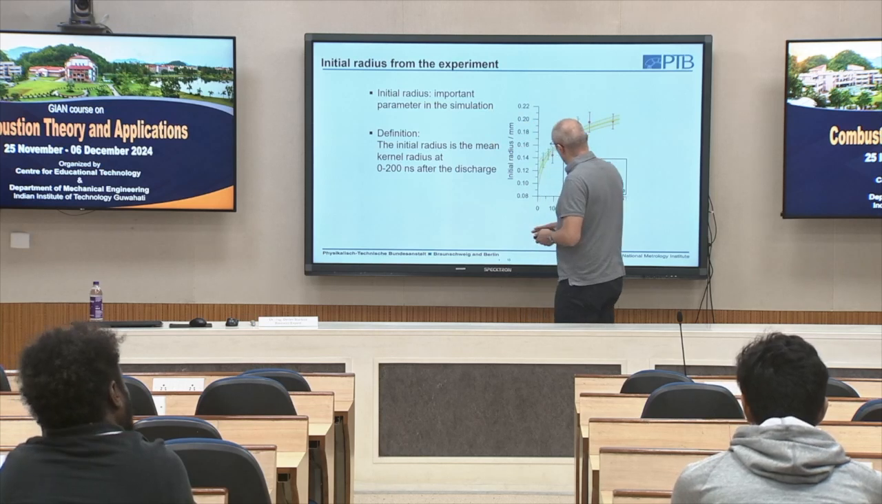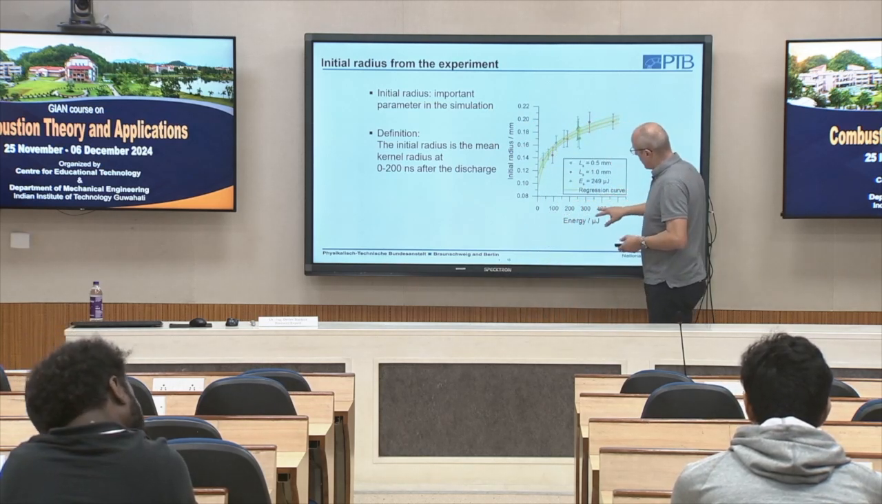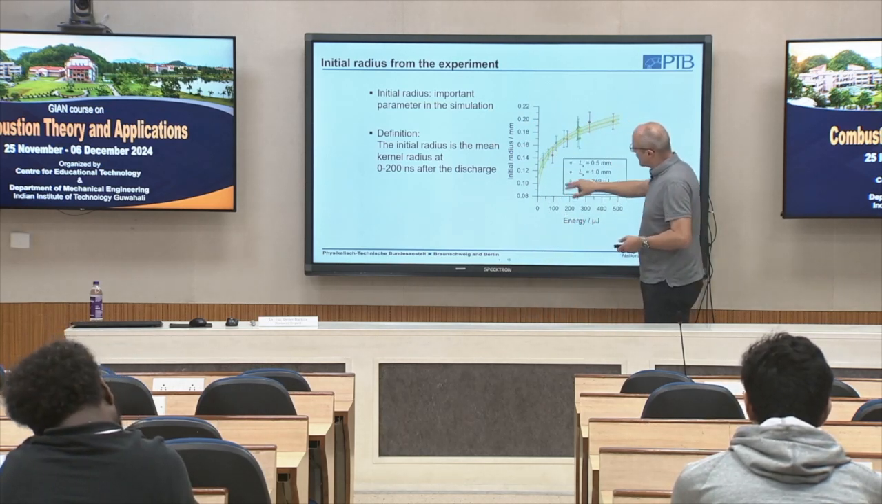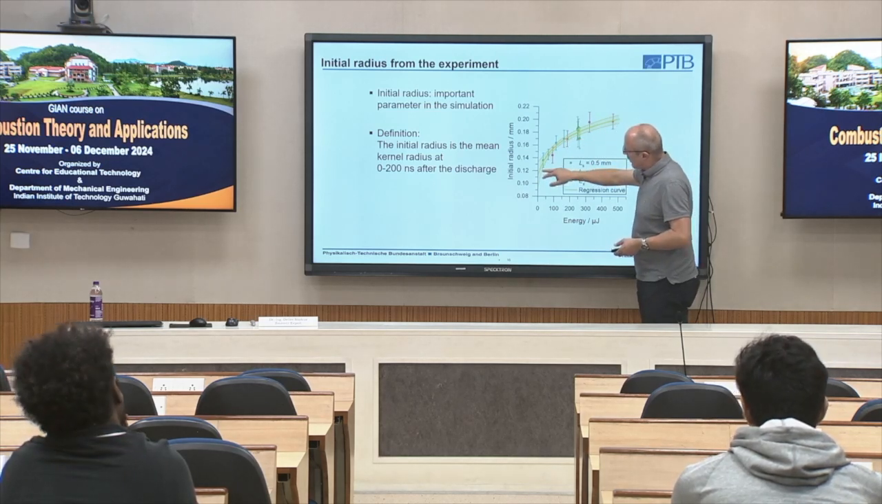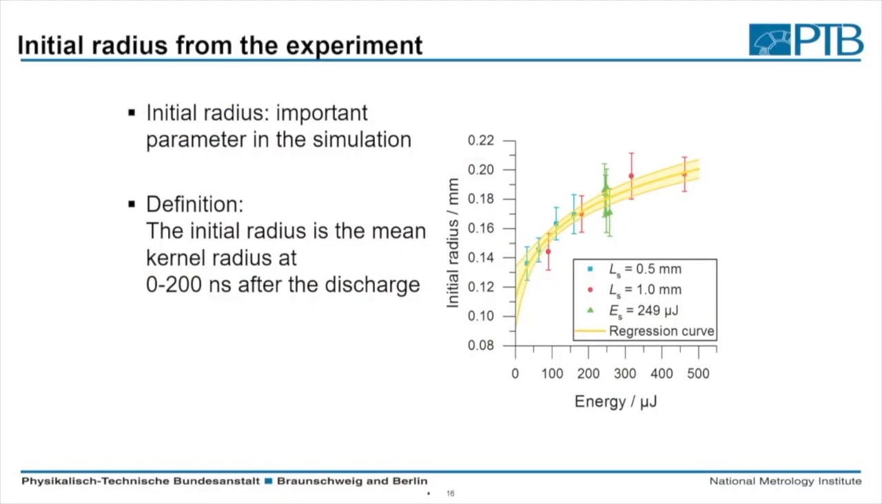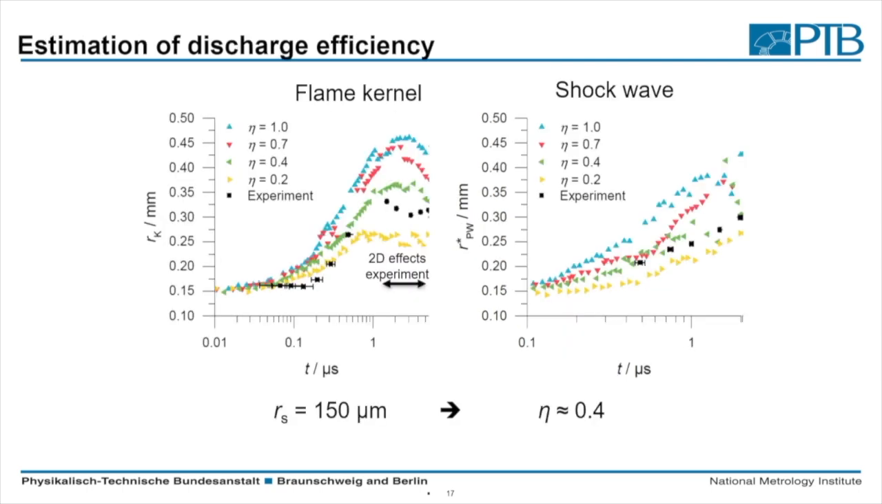This is then, of course, very influential. You see, the higher the energy is, the larger this initial radius is. So we start here around 120 micrometers, and go up to 200 micrometers at this low energy. So here we are below 0.5 millijoule.